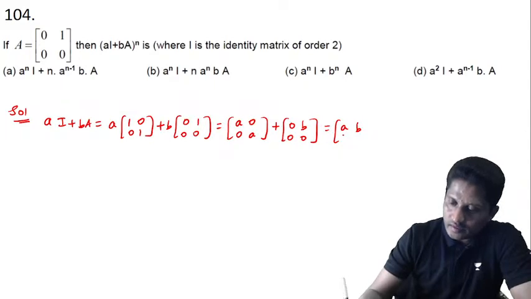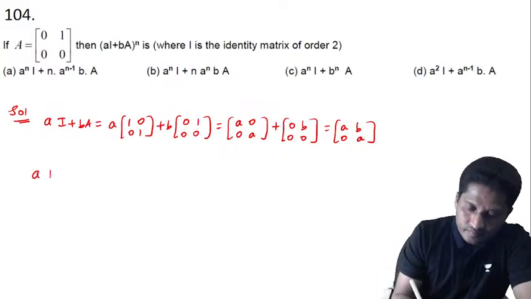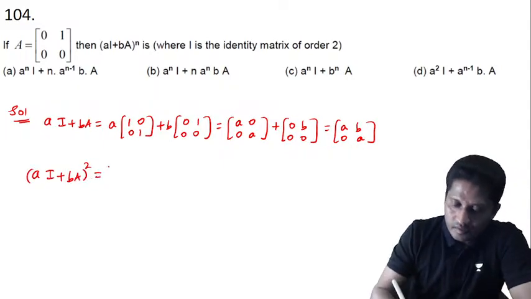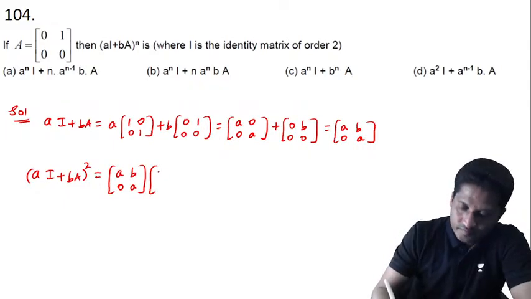Right, and then this is 0, then this is A. Suppose we take (AI + BA) the whole square. This should be equal to [A, B; 0, A] times [A, B; 0, A].